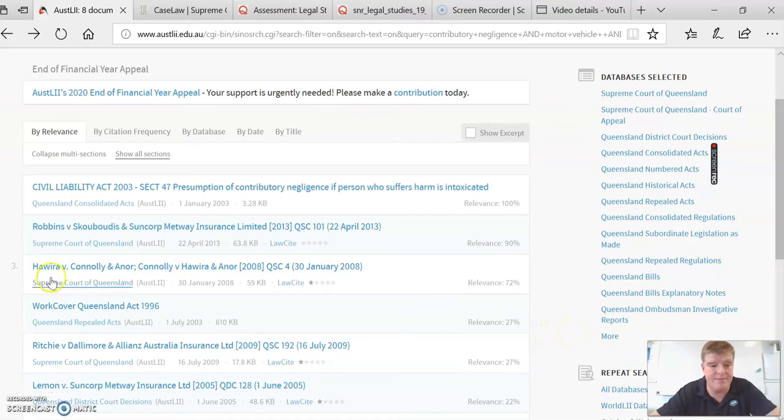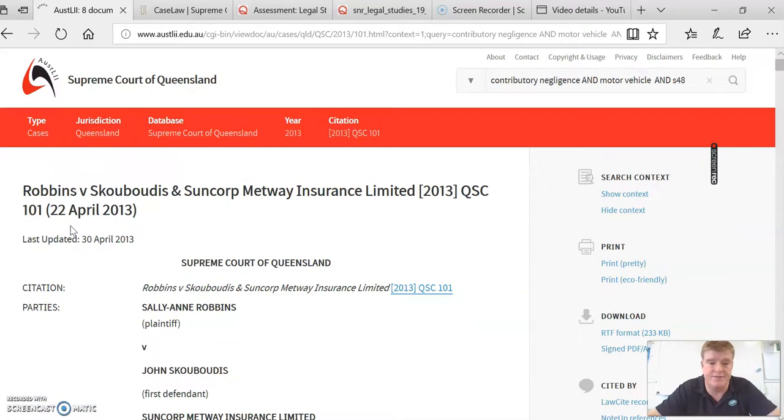Now, as it happens, I know some of you have found this case, and I've sent this case to a few of you. This deals with this absolutely. These two parties, Hawira and Connolly, were drinking together over an afternoon. One of them jumped in the car with the other, knowing that the driver was under the influence. But let's have a look at this case here as the first one that comes up.